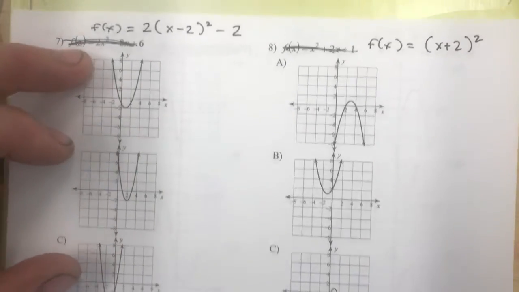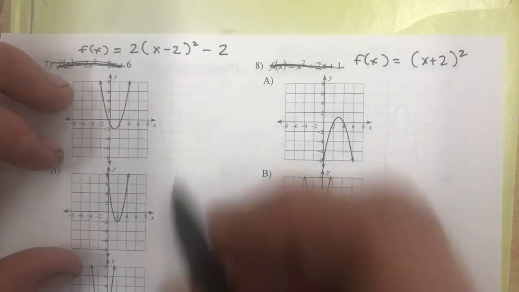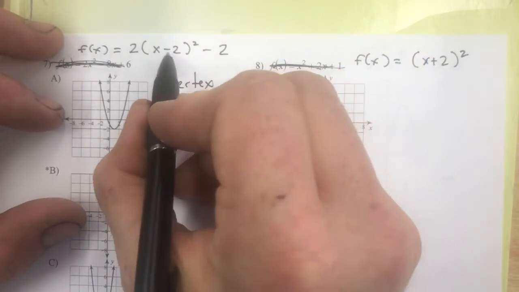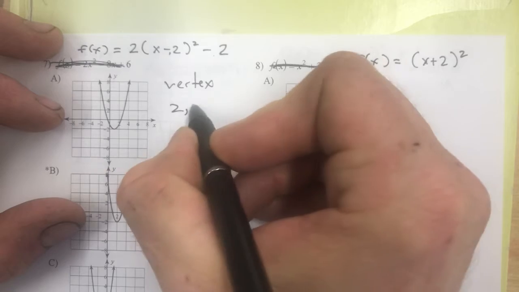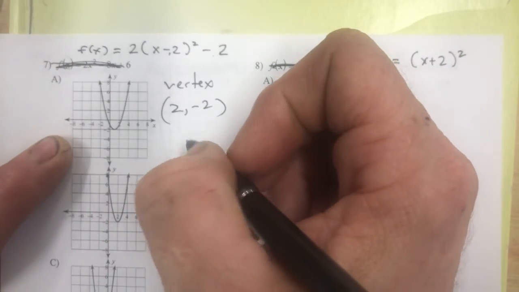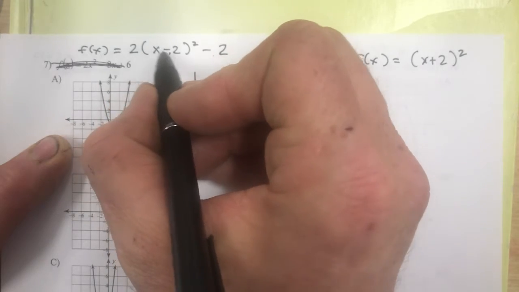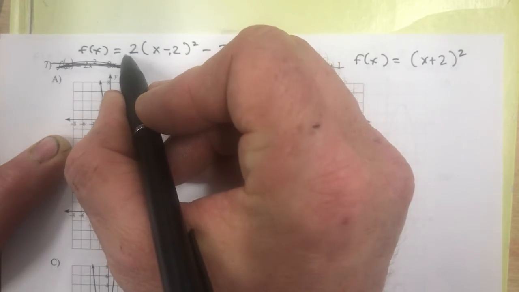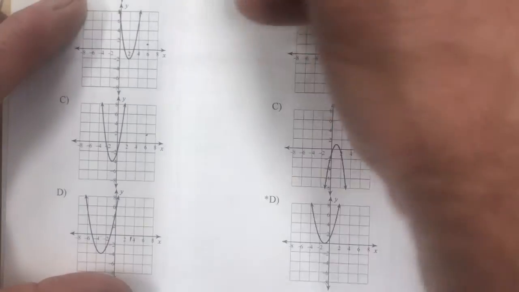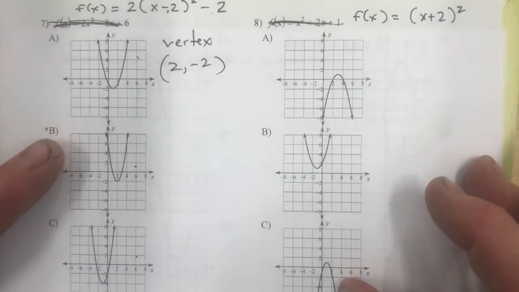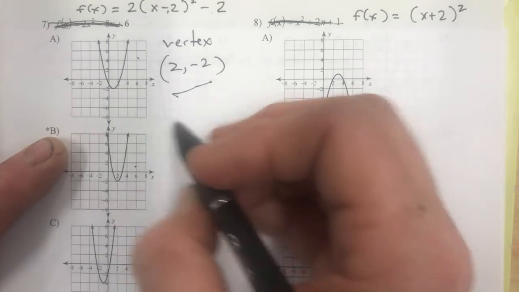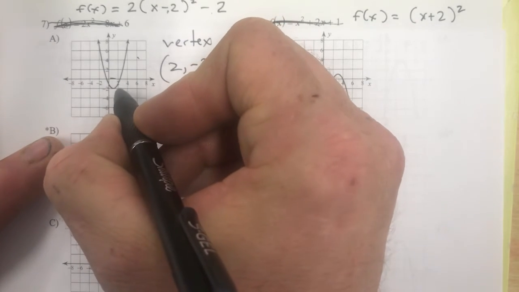All right, here's one here. What's my vertex in this one? Real easy. Right there, the opposite of that: 2, negative 2. There's my vertex. Now look, I've got a 2 in front of that, and the 2 is positive, so it means it's concave up. So it could be this one, this one, this one, or this one. All of them are concave up. Which one has the vertex 2, negative 2? 2, negative 2 is right there.